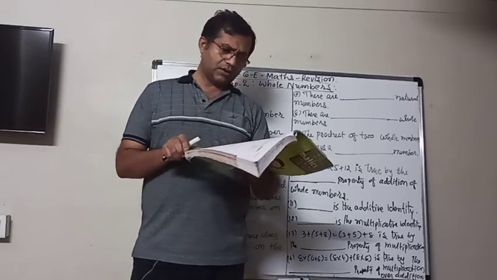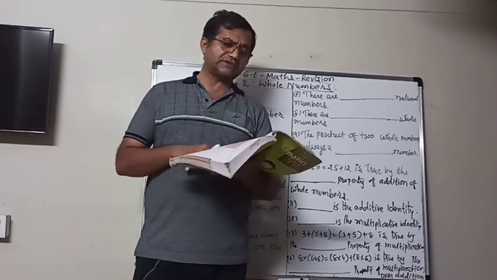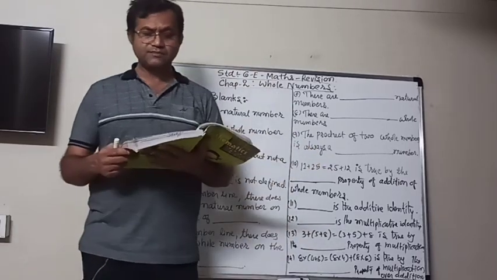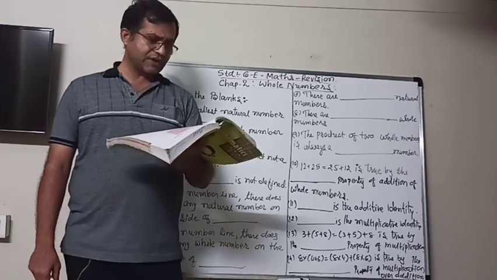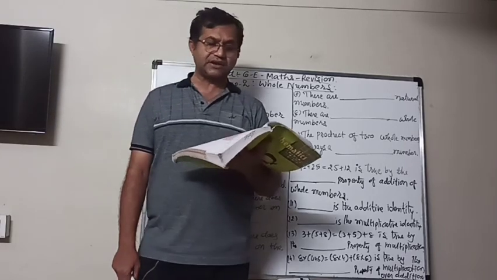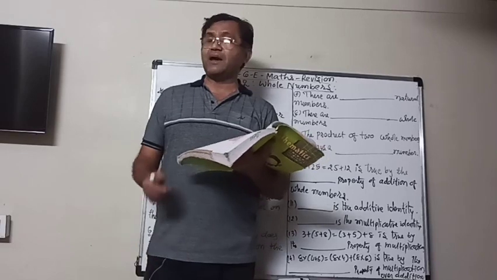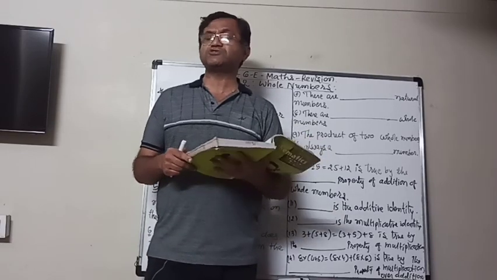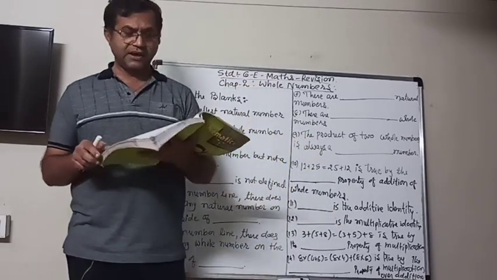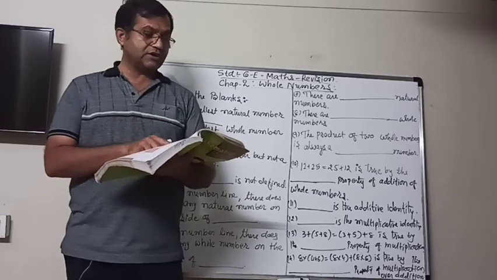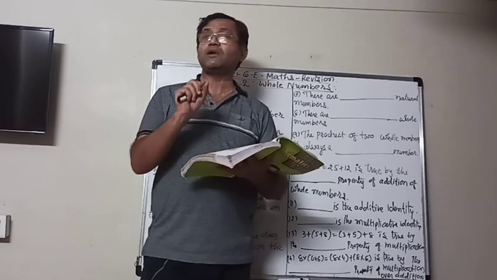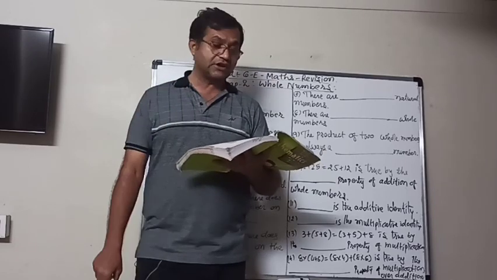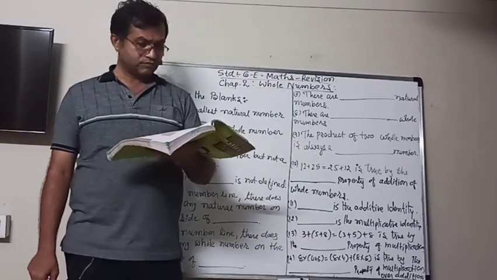So as I told you, the whole numbers are closed under addition and under multiplication. And because division by 0 is also not possible, we have to remember that division of a whole number by 0 is not defined.